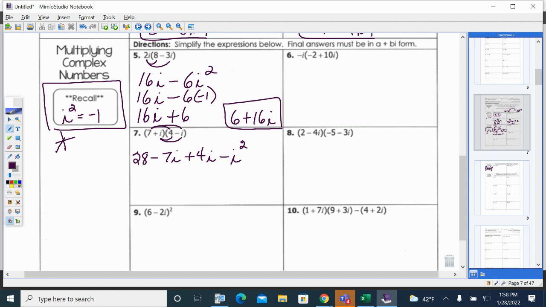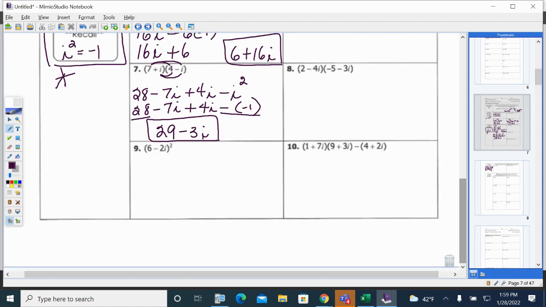And we've got some like terms that we need to combine, and we need to take care of our i squared. Now, remember that i squared is the same thing as a negative 1. So this is 28 minus 7i plus 4i minus negative 1. So combining my real parts, 28 minus negative 1 means that's plus 1. So I get 29. And then my imaginary parts, negative 7i plus 4i is a negative 3i. So there's your answer on number 7.